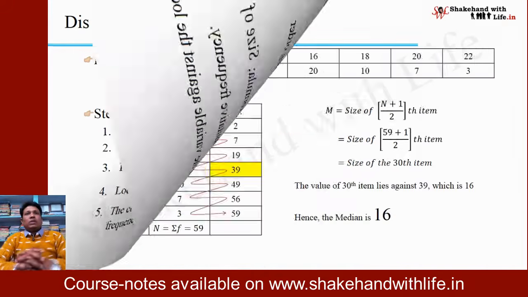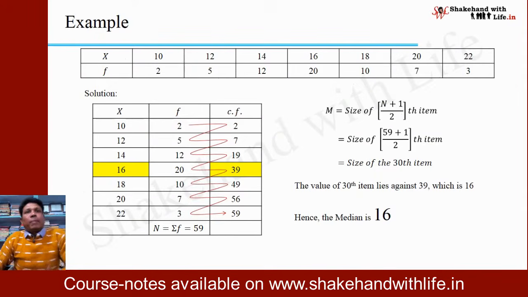So you can better understand this by this example. So here the data series is given in this first row, and the corresponding frequency of the data values are given along with each data value. So 10, 12, 14, 16, 18, 20 and 22. So the data series is in ascending order, and the corresponding frequencies are given in the second row.